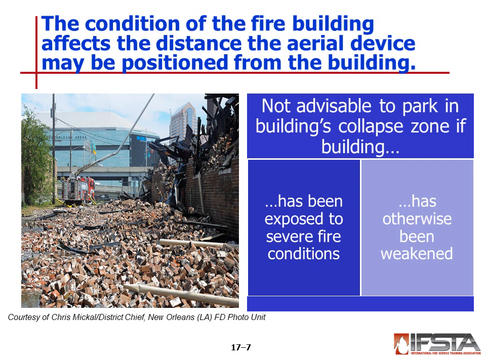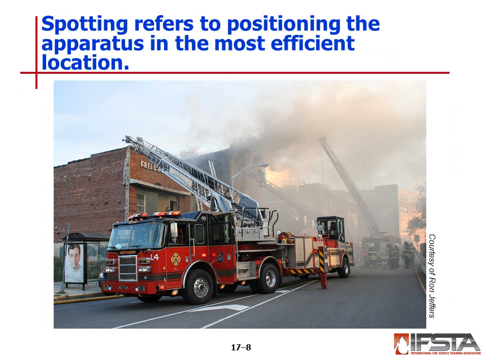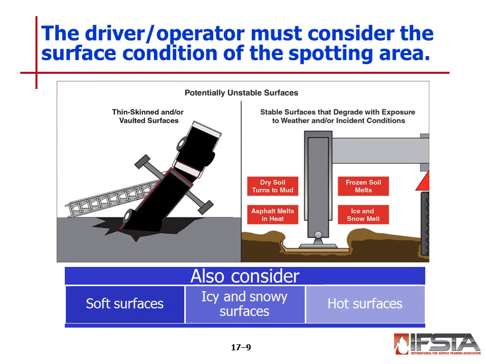The condition of the fire building affects the distance the aerial device may be positioned from the building. It's not advisable to park in the building's collapse zone if the building has been exposed to severe fire conditions or has otherwise been weakened. Spotting is positioning the apparatus in a location that provides the utmost efficiency for operating on the fire ground. The driver operator must consider surface conditions when spotting the apparatus.